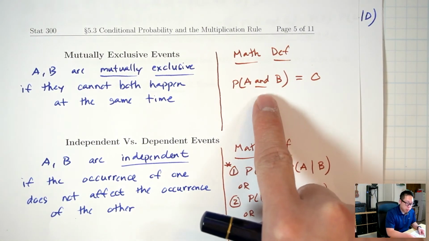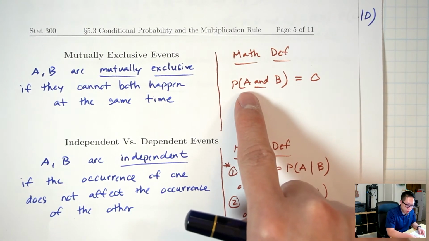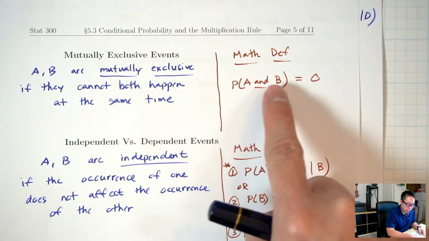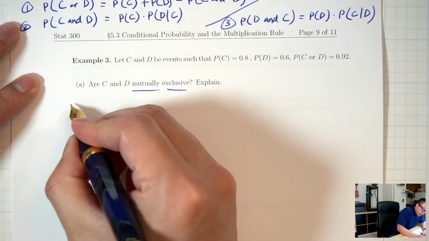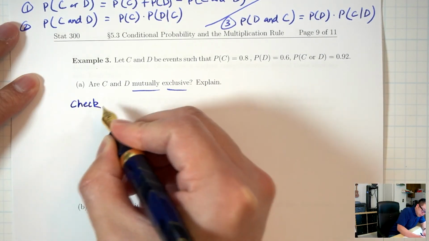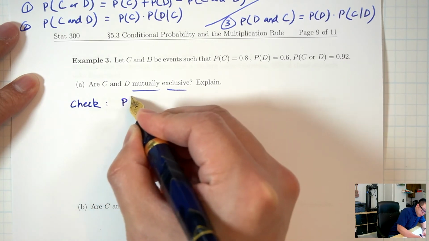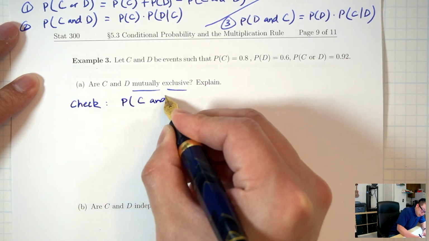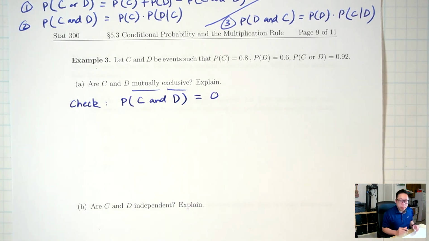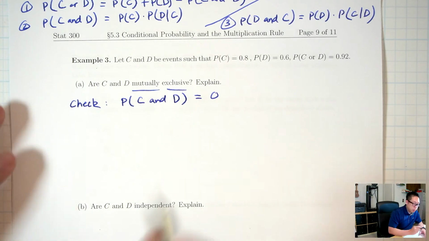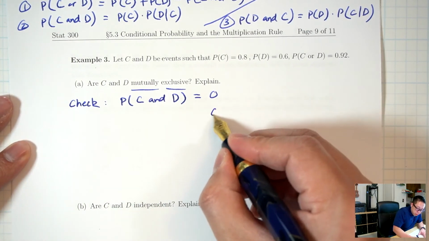Okay, so I'm going to write this using C's and D's. I'm looking for the probability of C and D equal to 0. All right, so we're going to check C and D equal to 0. I'm going to find the left side, find the right side, and then see if they're equal or not. Right side's easy, it's 0.